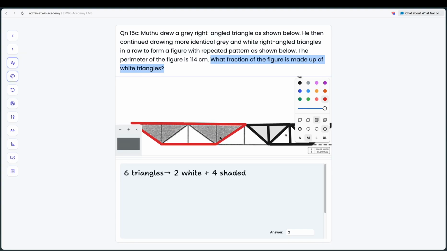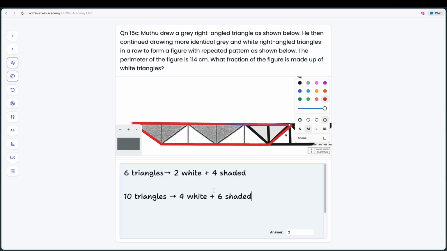So if I were to expand this to maybe this part over here, I manually draw, as what you see over here. Then this will be equal to 10 triangles if you were to count.